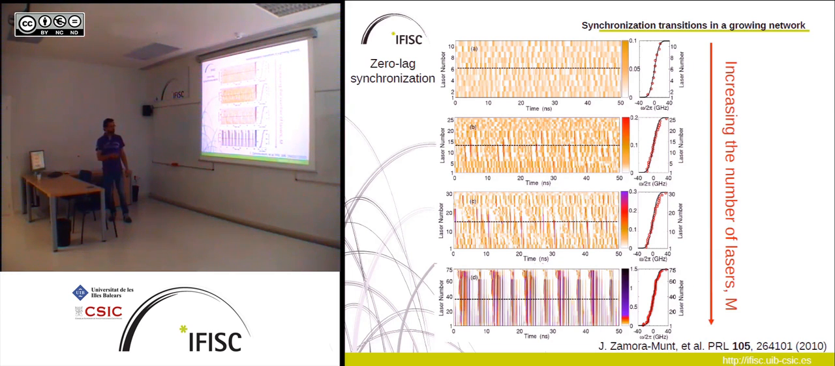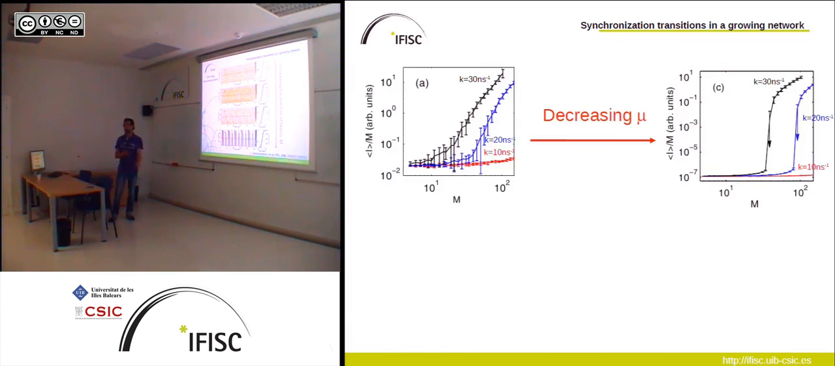So to better show how this synchronization appears, we use the coherent intensity as a measure of our order parameter and see what happens when we increase the number of elements in our system. The coherent intensity is the sum of all the electric fields modulus squared and averaged over a certain time window.